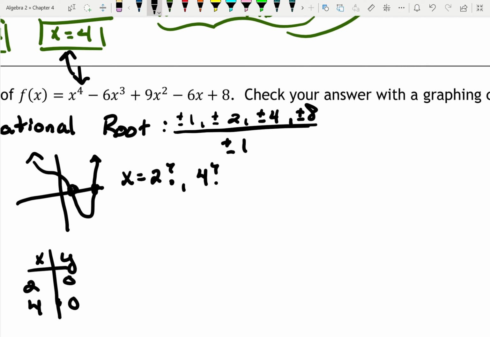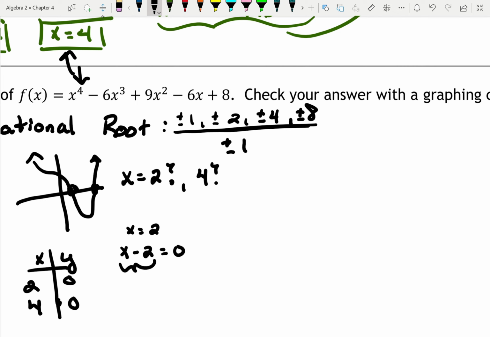Now I'm not going to write x equals 2 and x equals 4 yet though, because I still have 2 others that are missing. So that means I'm going to have to break my equation apart. I'm going to choose my x equals 2. That means I have to have something like x minus 2 equals 0, right? And this would be a factor of my function.